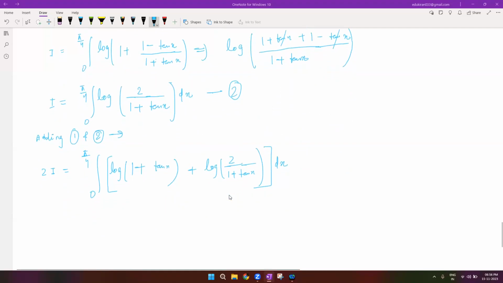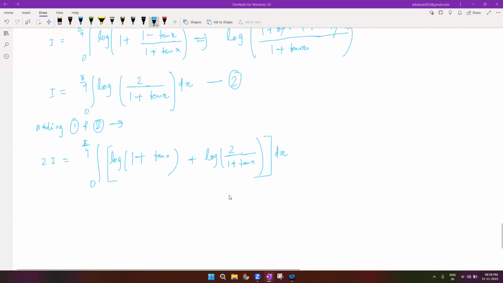Okay, sir, here why we are adding 1 and 2? Why are we adding 1 and 2? That's the question. I'm not able to hear you properly, actually. Yes, sir, like why we can't simplify that equation?